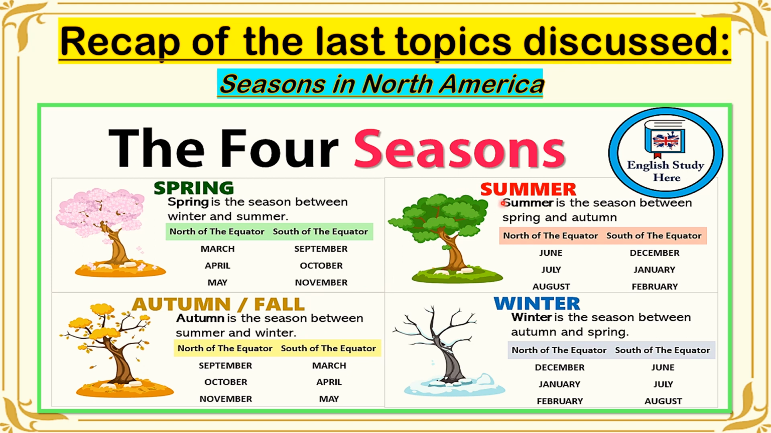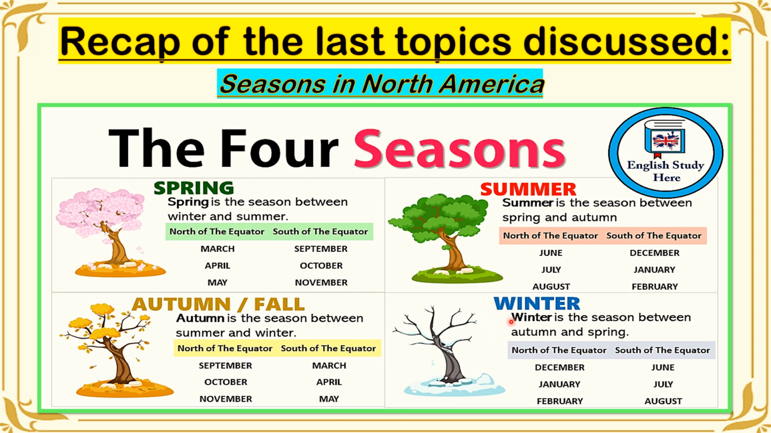Summer. Summer is the season between spring and autumn. North of the equator, June, July, August. South of the equator, December, January, February. Autumn or fall. Autumn is the season between summer and winter. North of the equator, September, October, November. South of the equator, March, April, May.